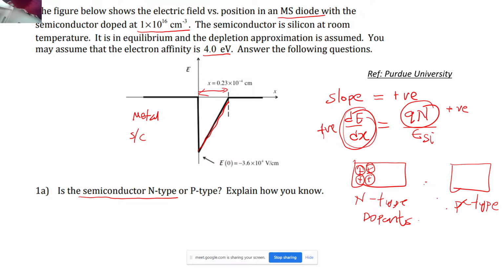Band bending occurs at the junction. Yeah, but we will go to the band bending, no issues. I just want you to guess from this diagram itself. Just by looking at the diagram, how are you actually able to guess?